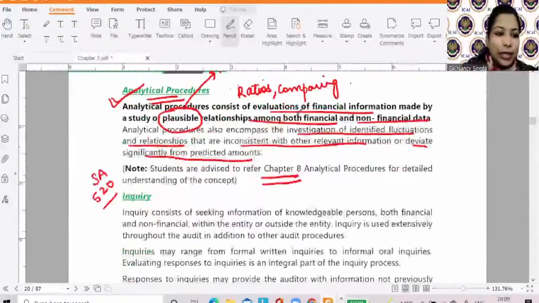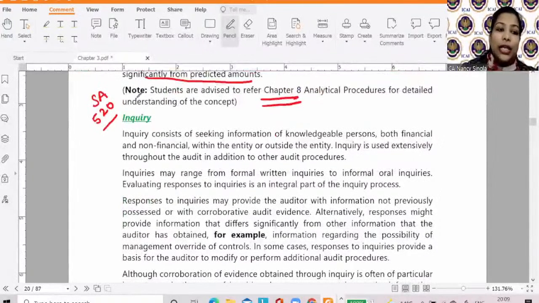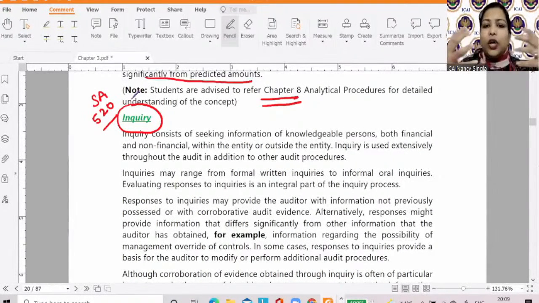Okay, so analytical procedure, and last is what? Inquiry. Now tell me one thing. Inquiry, thoda to samajh aata hai, that inquiry is you are obtaining the information. Tell me, can I obtain the information from the peon of the organization or from the pantry boy?